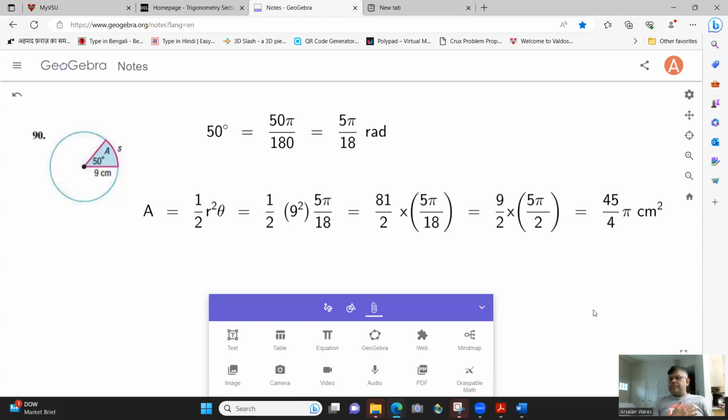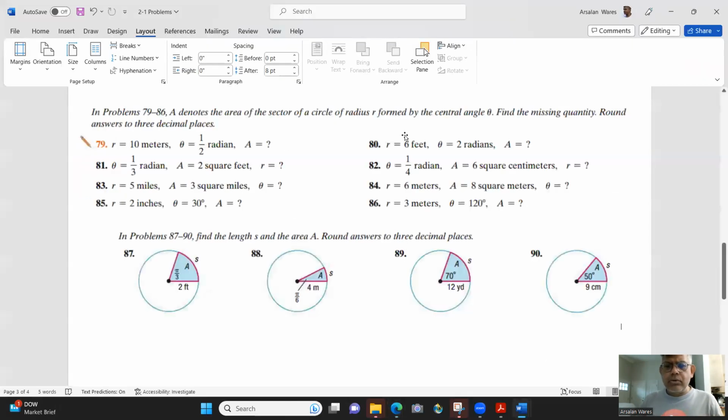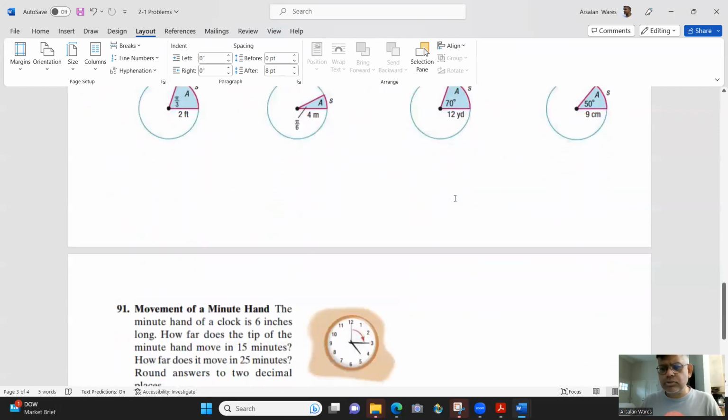All right, guys. So let's see. Now that takes care of all of these. These top ones are easy. They don't have a picture. The bottom ones have a picture. They're the same thing. You should be able to do them.